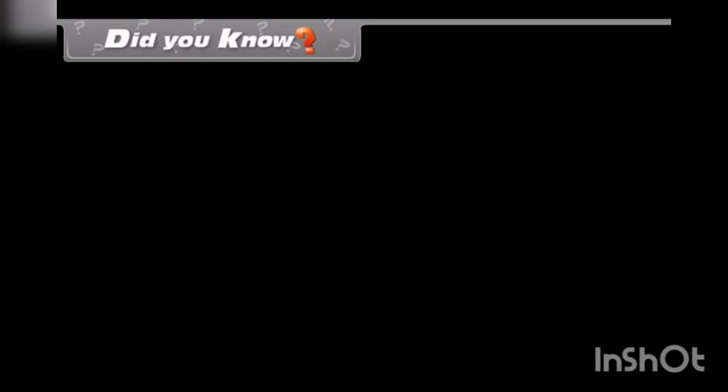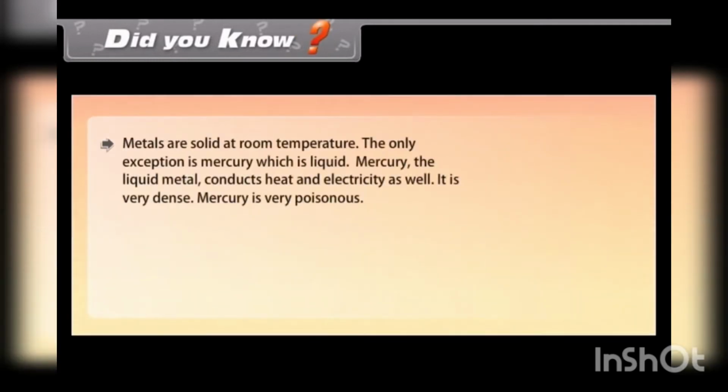Did you know? Metals are solid at room temperature. The only exception is mercury, which is liquid. Mercury, the liquid metal, conducts heat and electricity as well. It is very dense. Mercury is very poisonous.